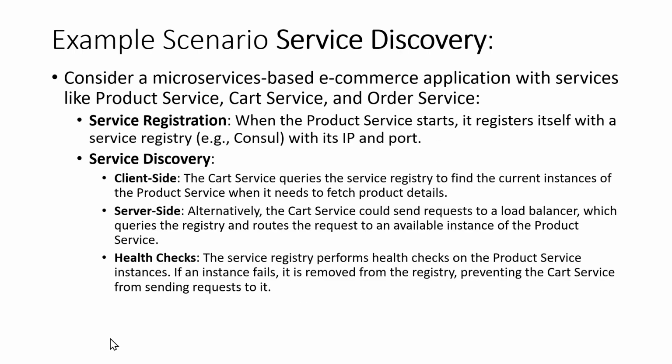So we are going to understand this using a scenario based example. Consider a microservice based e-commerce application with services like product service, cart service, and the order service, the same example we came across in the service mesh, like the service registry. When the product service starts, it registers itself with the service registry with its IP and port address. So we'll assume that the product service container got launched and it's working well.